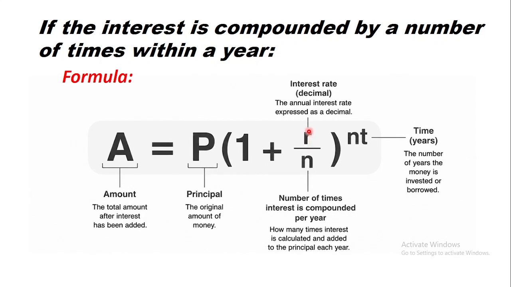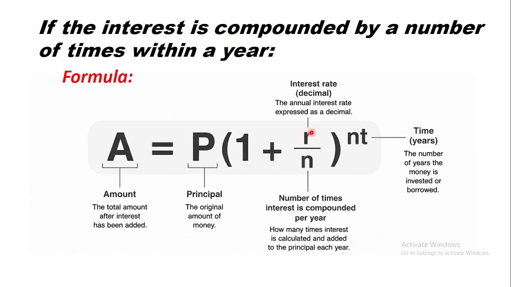But if you look right here, we have R over N. So R over N, all raised to N times T. So N would be the new variable in this formula that is different. So what is N? N is the number of times interest is compounded per year. So how many times interest is calculated and added to the principal each year. That's the purpose of N in this formula.